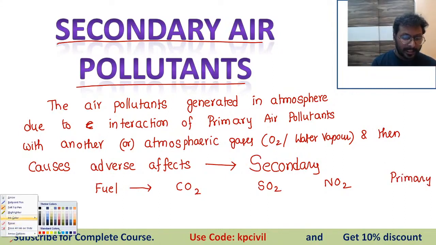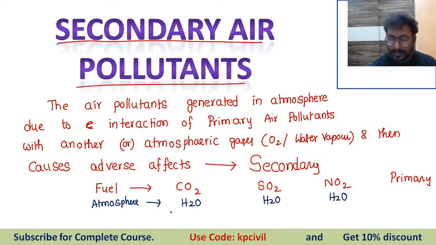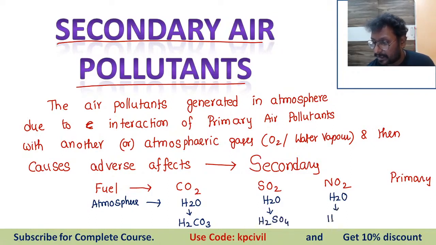Burning of fuel generates carbon dioxide, sulfur dioxide, and nitrogen dioxide. Then when they enter the atmosphere, what happens? Water vapor interacts. Carbon dioxide and water vapor generate H2CO3, sulfur dioxide and H2O water vapor generate H2SO4, and nitrogen dioxide and water vapor generate HNO3. These are said to be secondary.